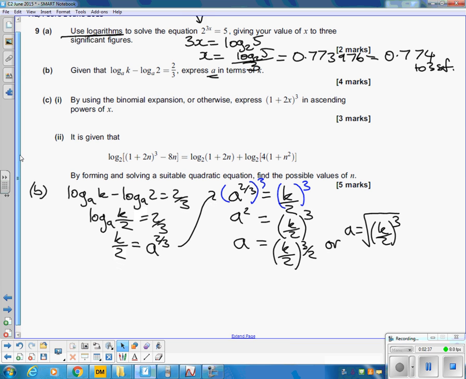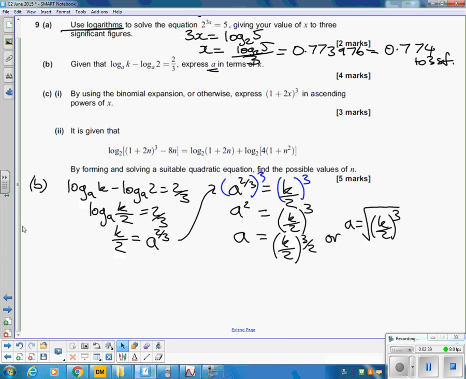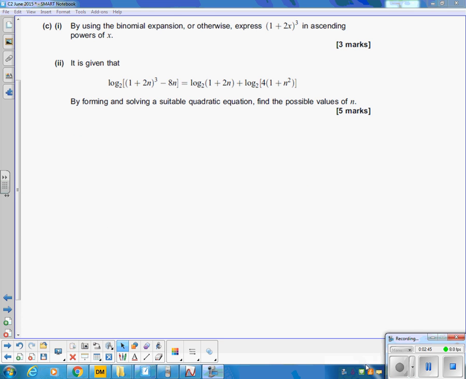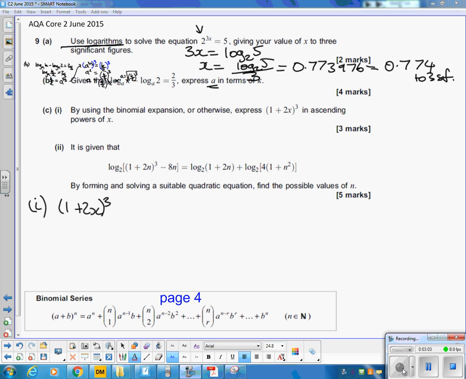Right. Okay, so there's part B. So then we're going to move on to part C. Okay, part C, first of all now, asks us to use the binomial expansion or otherwise. So you don't have to use the binomial expansion, you could just multiply out all those brackets if you wish to. That's a possibility. So the binomial expansion is on page 4 in your book, if you forget it, but really we're just going to follow the pattern.